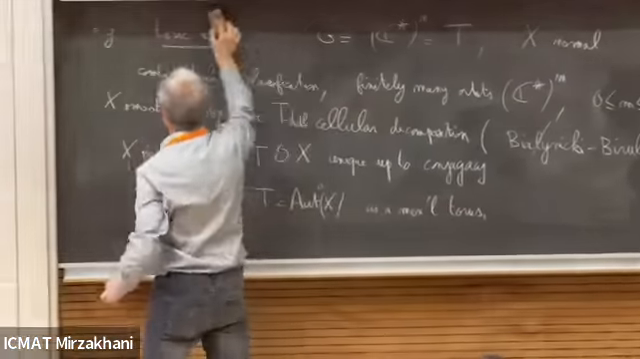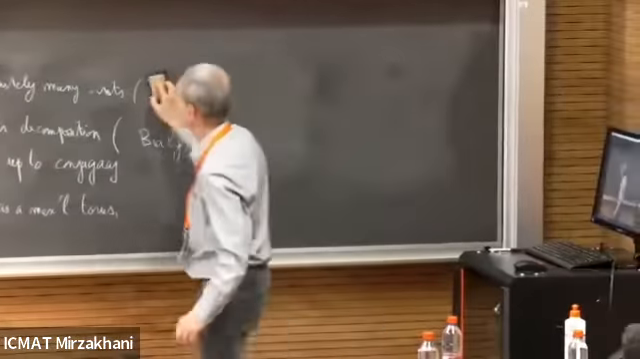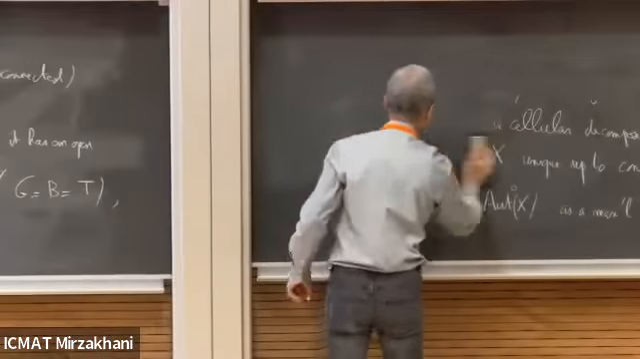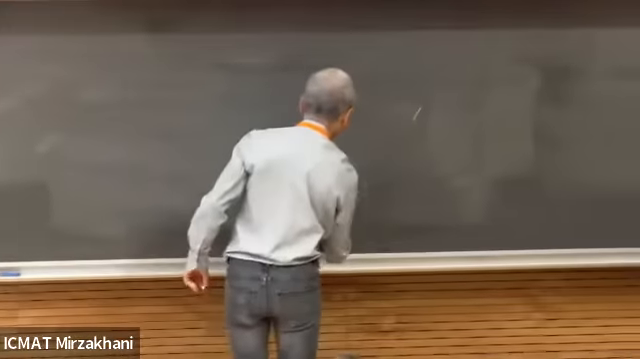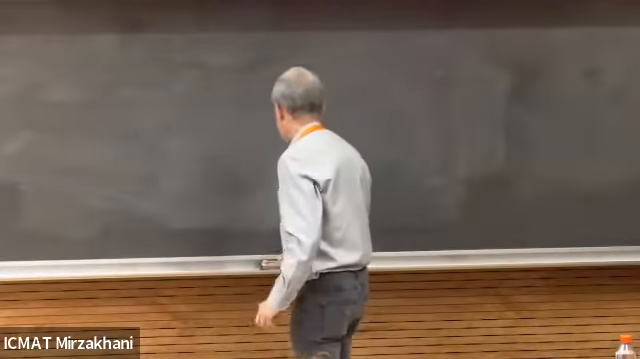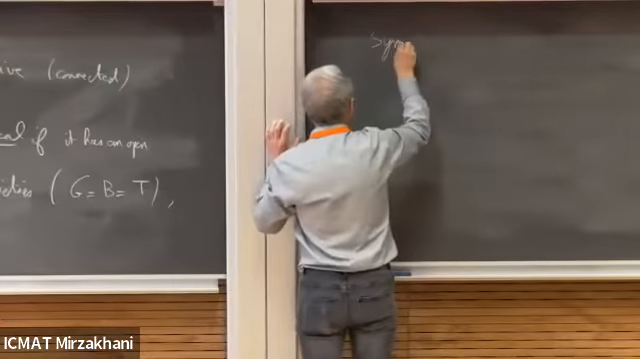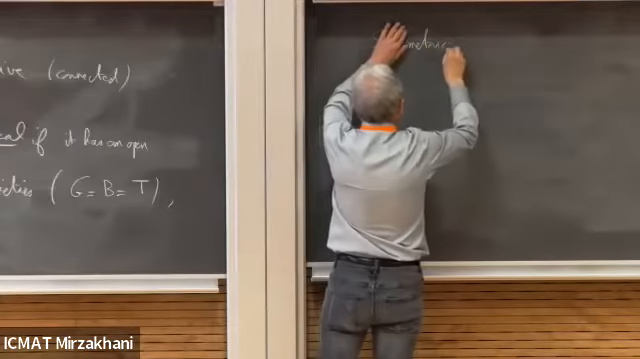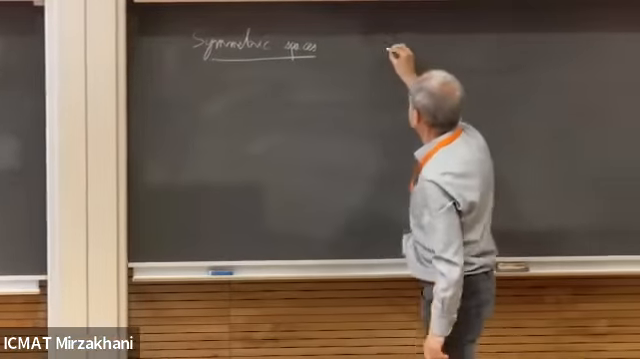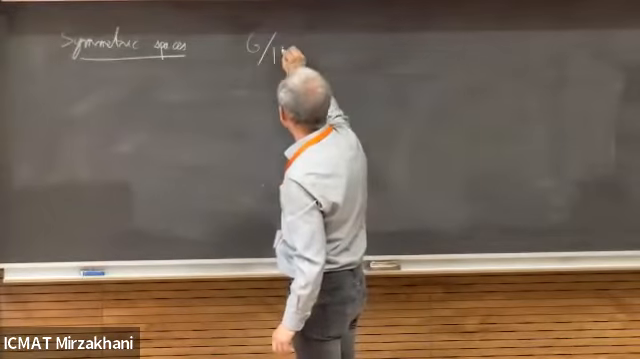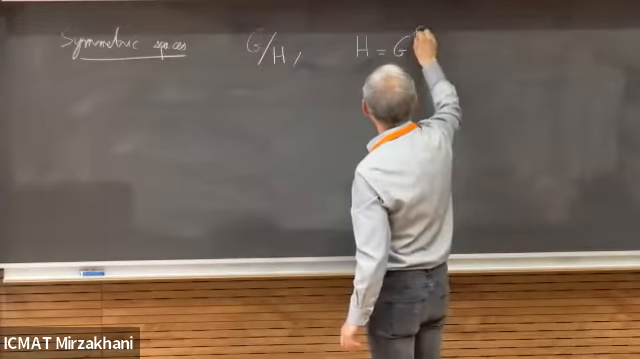And to finish this, two additional examples which I should mention. There are symmetric spaces. These are just G mod H, where H is the fixed points of an involution.